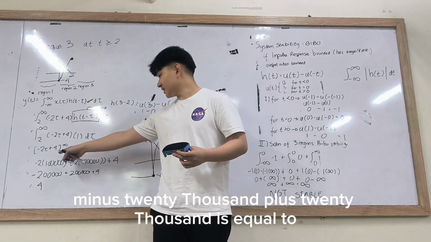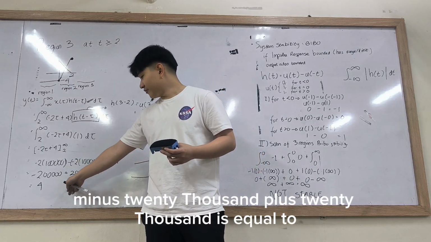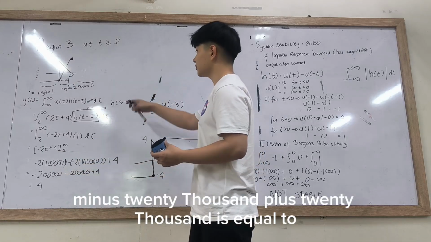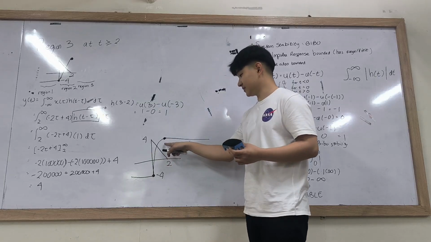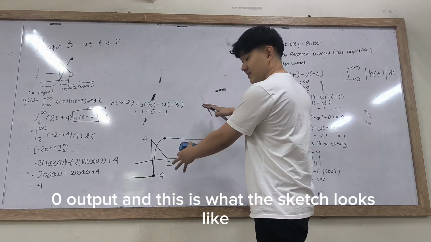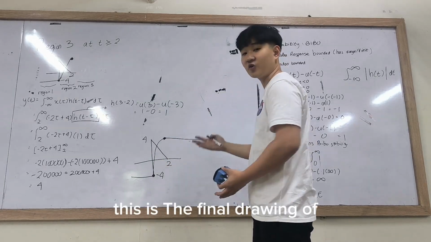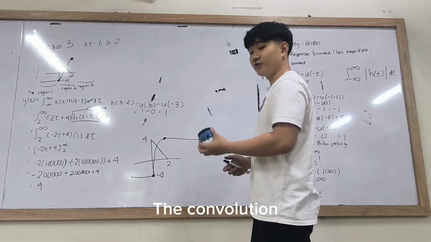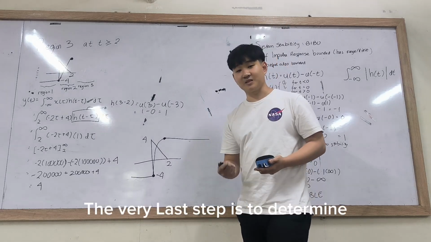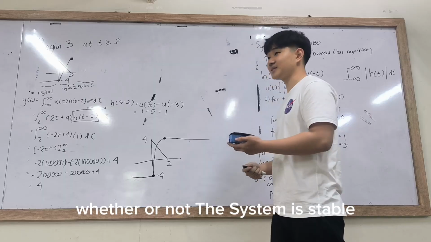We just add the constant at the end, which is 4. And therefore 0 plus 4 is 4. So the output for the third region is 4. So this is the output, and this is what the sketch looks like. This is the final drawing of the convolution. And now the very last step is to determine whether or not the system is stable.